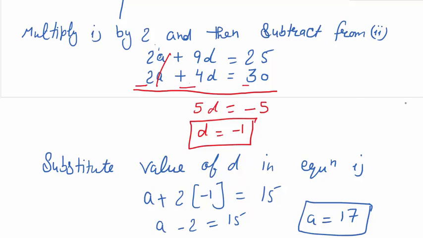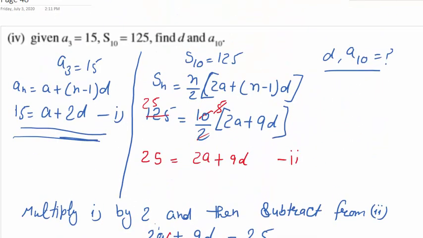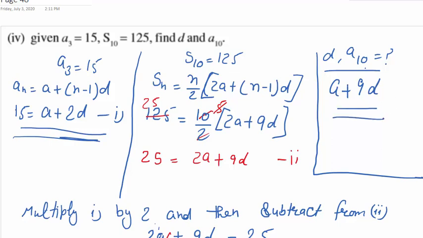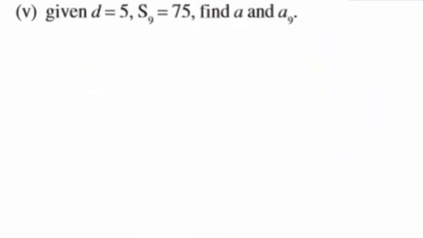To find the value of A10, we will use the formula a plus n minus 1, that is 9 times d. You know the value of a and you can find the value of A10. This is again a similar question.